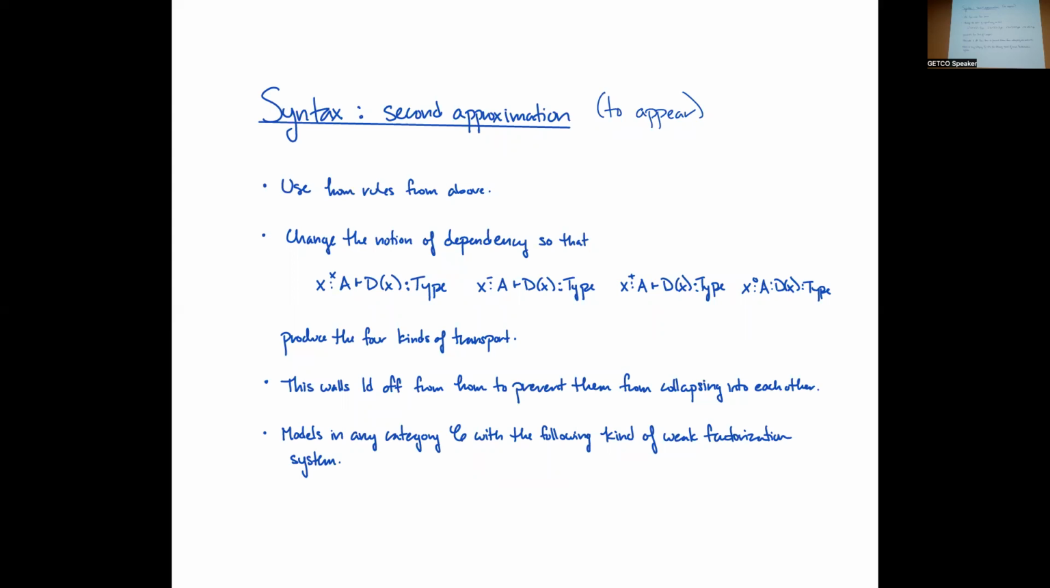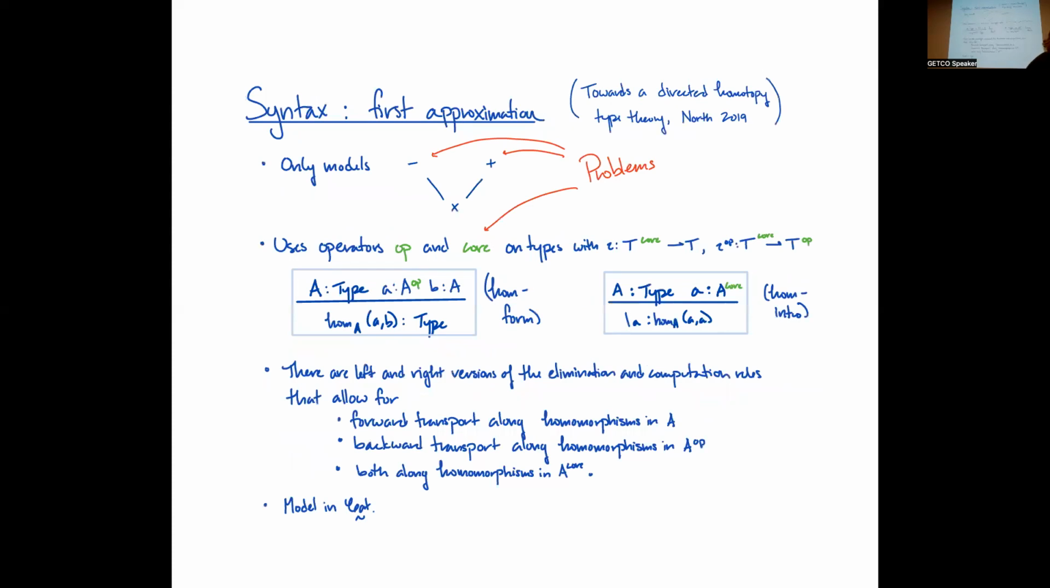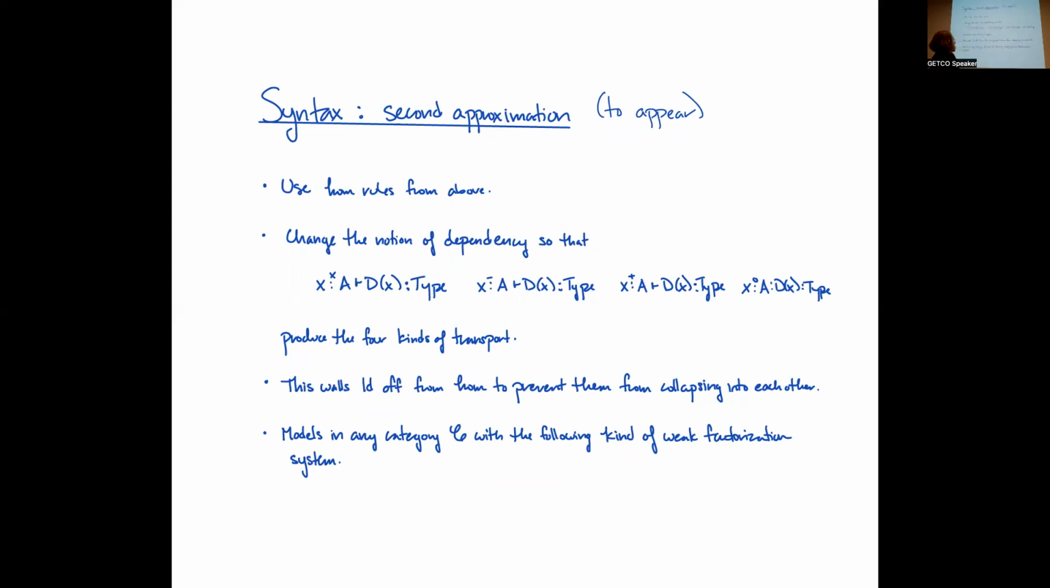So the second approximation, maybe I'll say this very quickly now, is to use the hom rules that we had. I think those are the correct ones. But instead of using this very unsophisticated encoding of the different directions, to have a more sophisticated one, for those of you who know what it means, a modal type theory, where we have 4 different kinds of dependency, as I was saying before.